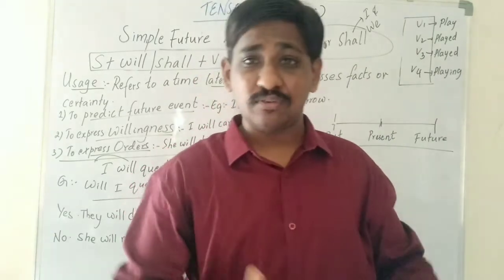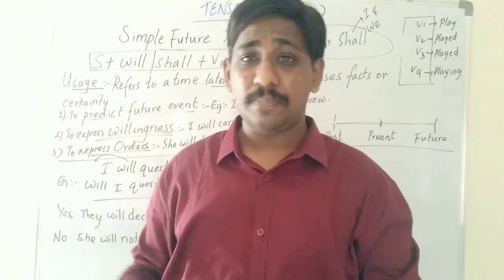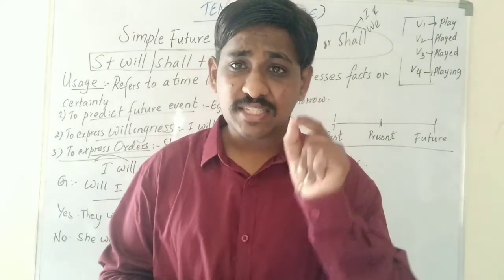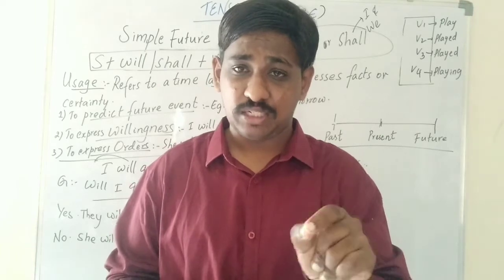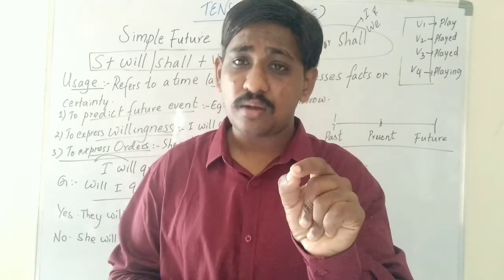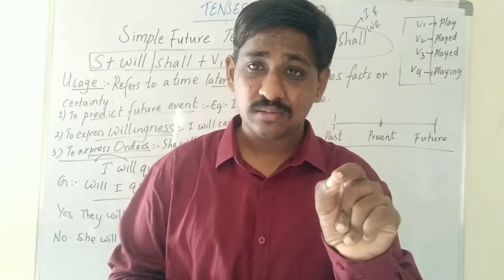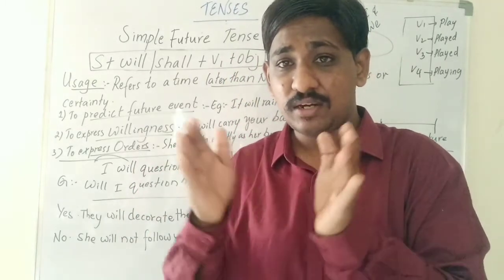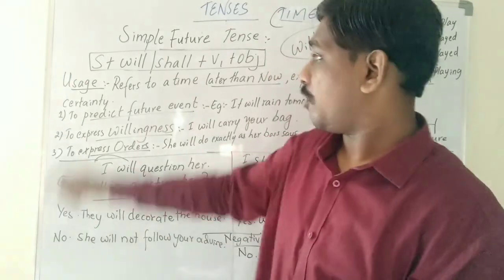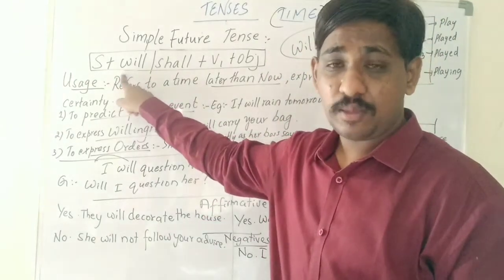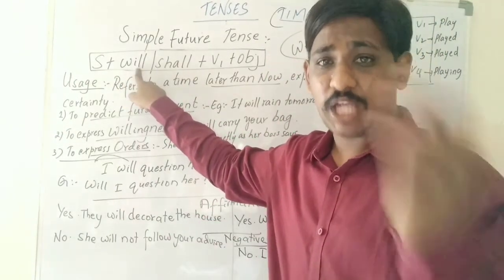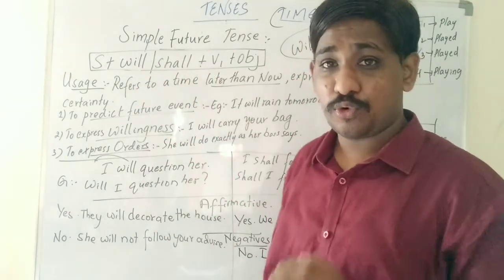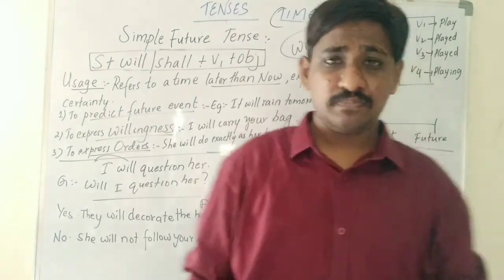Something that is not happening now. Something that has not happened in the past. That is future. Simple future. So what is the formation of simple future tense? Please remember, in all the future tenses, will or shall will be there immediately after the subject. So formation will be subject plus will or shall. I'll tell you when to use will or shall. Plus verb 1 plus object.